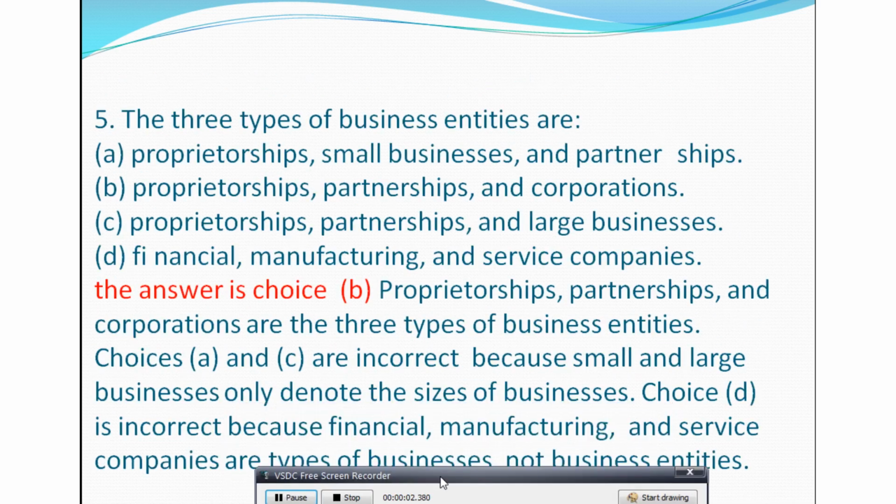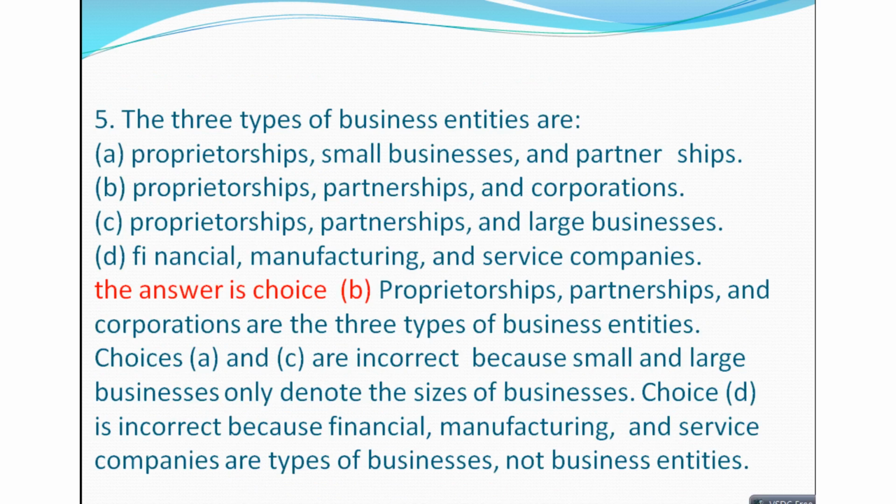5. The three types of business entities are A. Proprietorships, small businesses, and partnerships. B. Proprietorships, partnerships, and corporations. C. Proprietorships, partnerships, and large businesses. D. Financial, manufacturing, and service companies. The answer is choice B. Proprietorships, partnerships, and corporations are the three types of business entities.